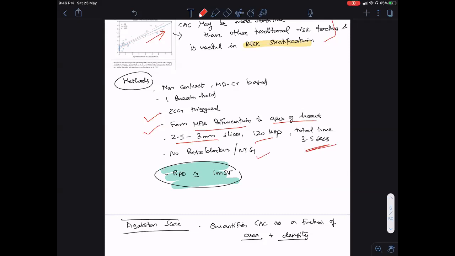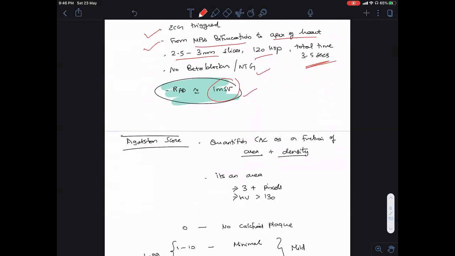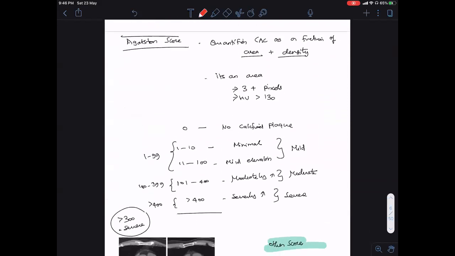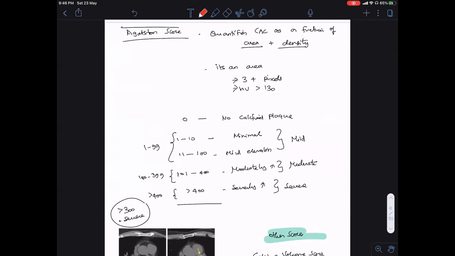It usually does not require any pre-medication. The radiation dose given to the patient is roughly about 1 millisievert, which is less than the total background radiation that a patient may get at sea level. After the CT is done, the report we get is the Agatston score, which we all know, which quantifies CAC as a function of two things: the total area of calcium and the total density of calcium as measured by Hounsfield units. So basically, the Agatston score is a sum of area of calcium in all the coronaries.